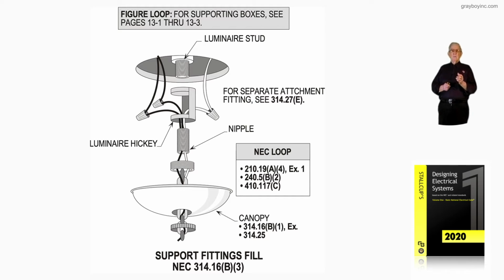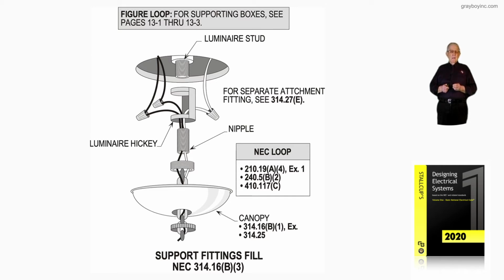And then notice we have a call out that has a luminaire stud. We have separate attachment fitting in accordance with 314.27(E). If that's present, then that's the section that we'll look at coming up. The NEC loop, again, because we have a stud, we have a nipple, we have a hickey, and we have a canopy. All of this is involved with the support fittings.